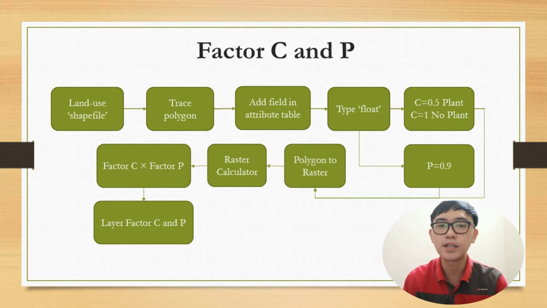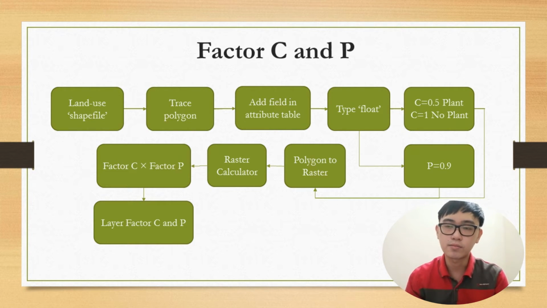To calculate C and P, the steps are similar as before. Only the data used is changed into land use. Add the data into the attribute table. For factor C, C equals 0.5 for plant, then C equals 1 for no plant. For factor P, P is assumed as 0.9. Then convert the polygon to raster using conversion tools. Then insert the formula factor C multiply factor P in the raster calculator. Then finally a new layer, factor C and P, is produced.